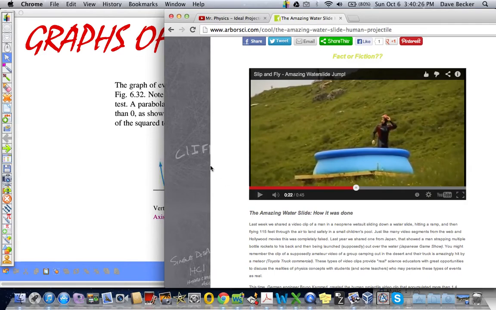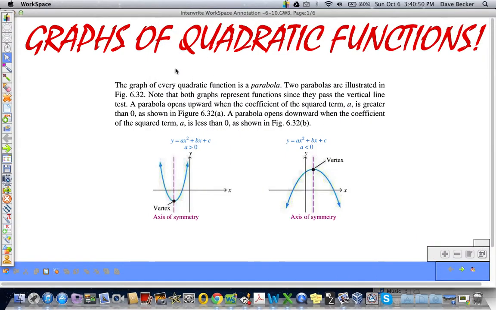Alright, so some people are claiming that's fake, but I don't know if it was fake or not, but it is possible. If they knew the velocity and the angle of inclination, they know that he's going to travel in a parabolic path, so they could have predicted exactly where he would land and place the pool right there. Whether it's fake, I don't know, but I do know that it is possible.